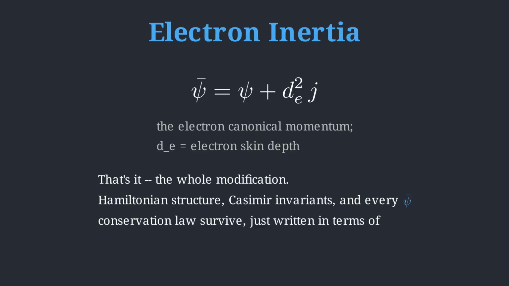From here, small bits of derivation show that the Hamiltonian stays the same. So does the Casimir invariance and the conservation laws, only expressed in terms of psi with a line over it, rather than the original psi.